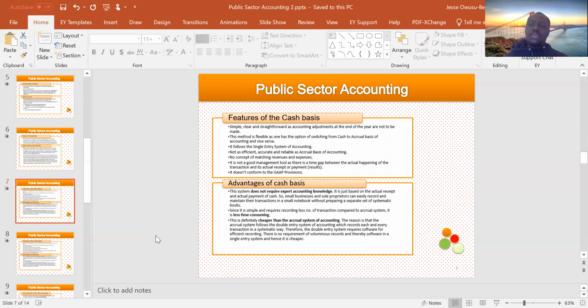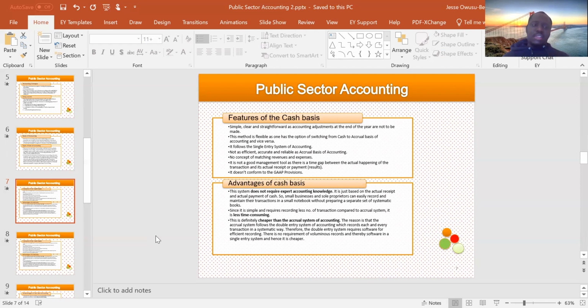And there's no concept of matching here. Under the accrual basis, the concept of matching applies. Here, there's no concept of matching revenue and expenses. And it's also not a good management tool, because usually in the running of an organization, there will be a time lag between when a transaction occurs and when actual payment is made. And so if you are recording purely on a cash basis, you would miss that piece of the pie. And it also doesn't conform to GAAP provisions.